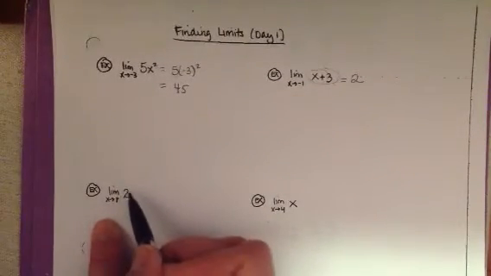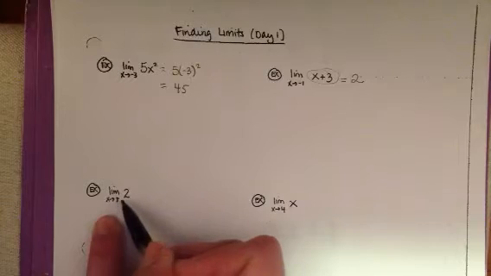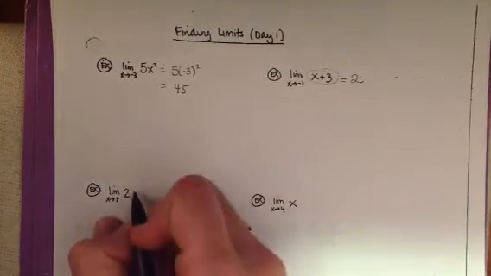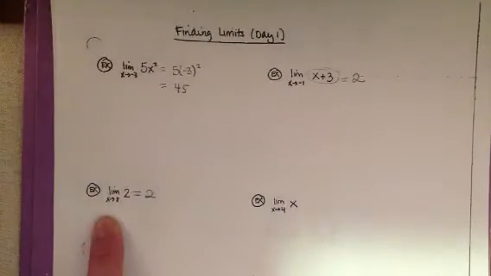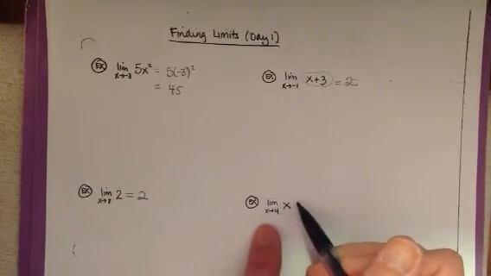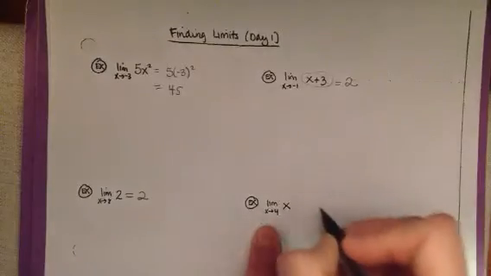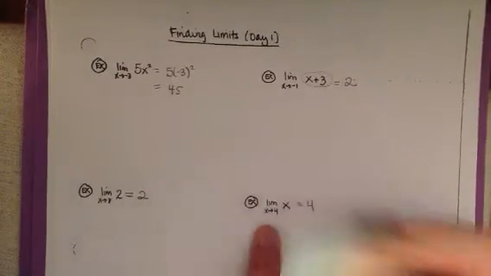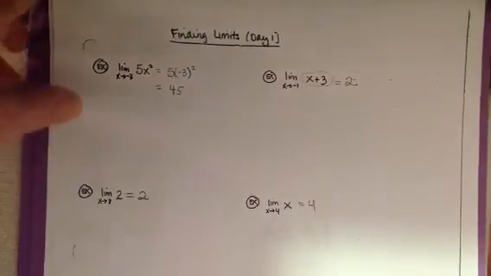This is also just a flat horizontal line. So as you're approaching an x of 8 and you plug in 8, you're just going to get 2. And here the limit as x approaches 4. This is just a line. So you plug in a 4 and you get 4. So nothing too tricky there.